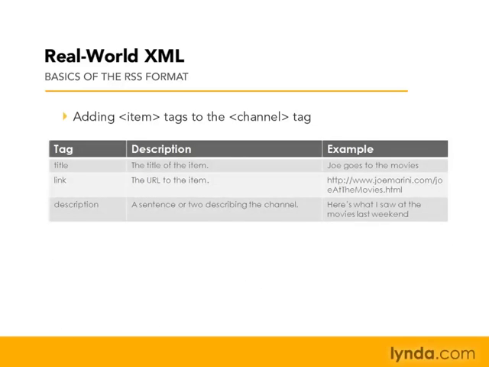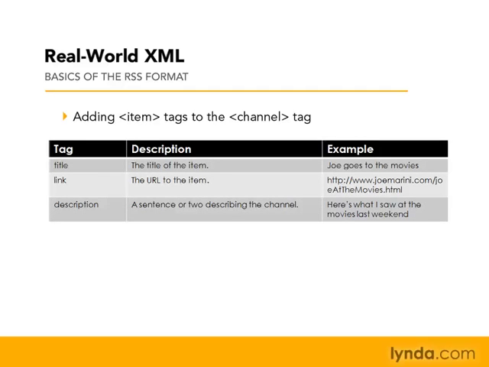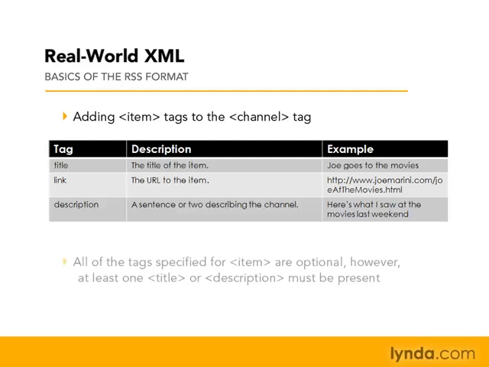And that's what we see here. So each item tag also has a set of subtags or child tags that are required or optional. So the tags I've listed here, technically speaking, all of the tags specified for item are optional. However, at least one title or one description has to be present. So the title tag right here, that's the title of the individual item. And I provided an example.